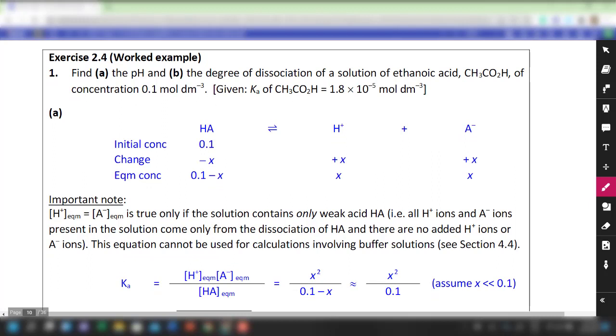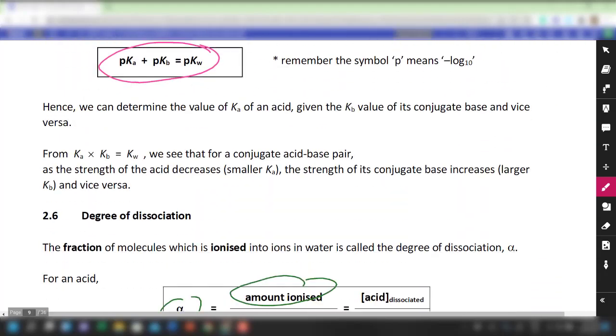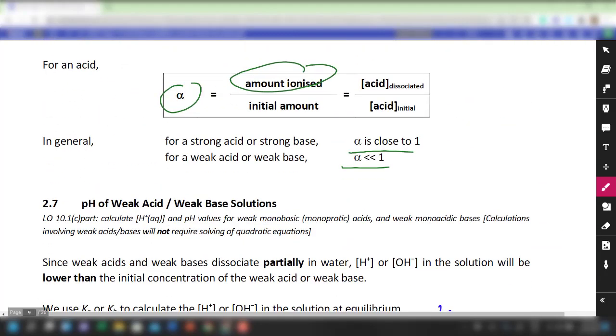So again, first you need to find the pH and the degree of dissociation. So this is the alpha, which we mentioned earlier on at the end of section 2.6. Okay, so this is the alpha here.